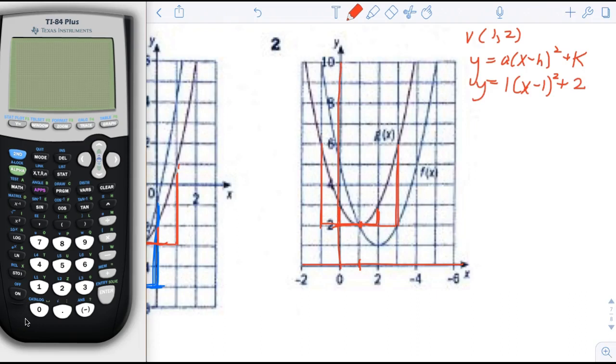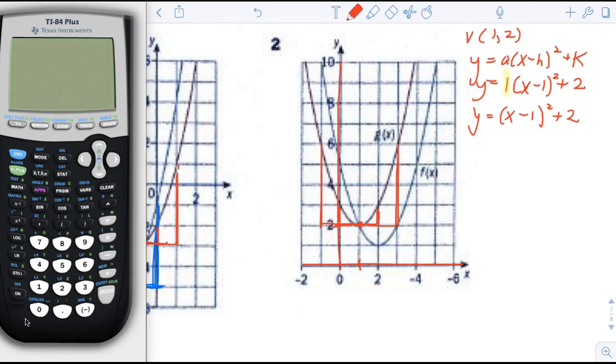Okay, so this is a... let's see, we could simplify it a little bit by getting rid of the 1 here, because the 1 multiplying by 1 does nothing, right? So we could just write y equals x minus 1 squared plus 2.